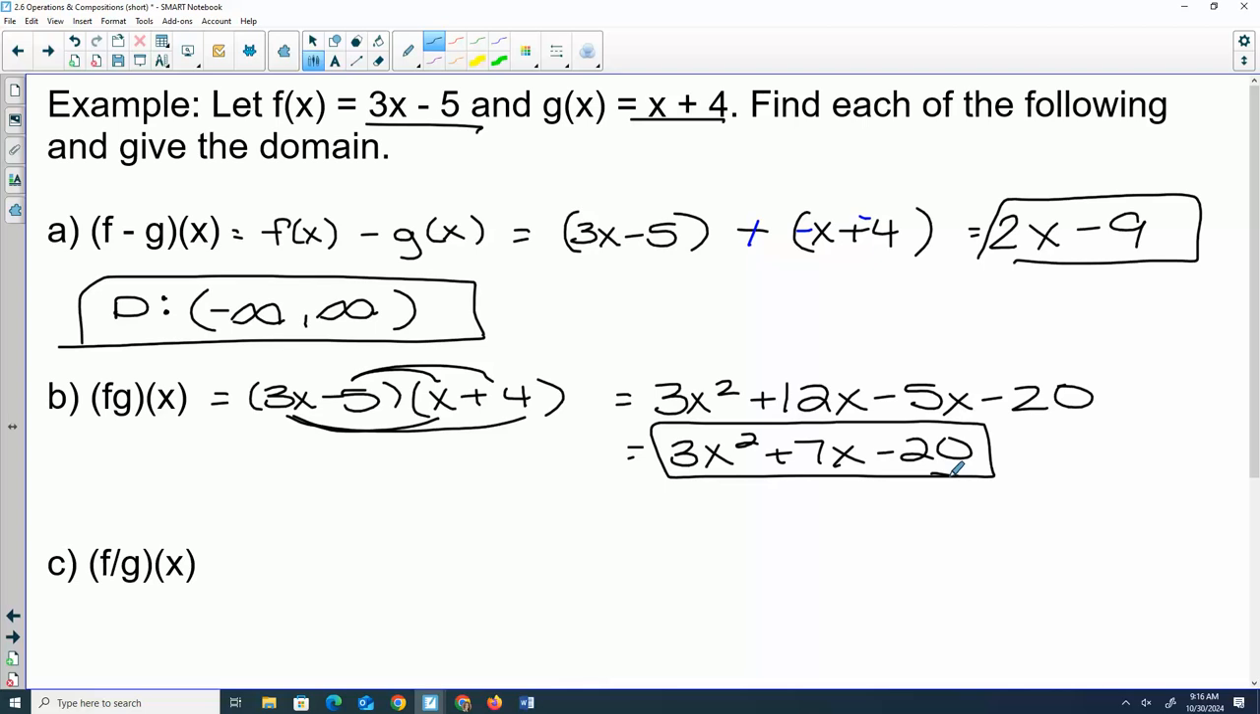All right. Can you tell me what the domain of that would be? No fractions, no radicals, so domain is still everything.